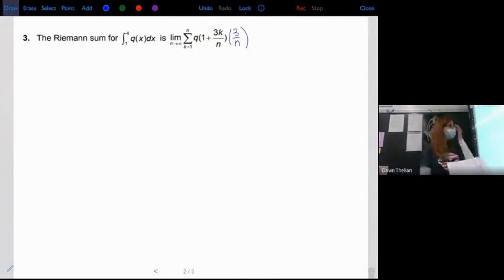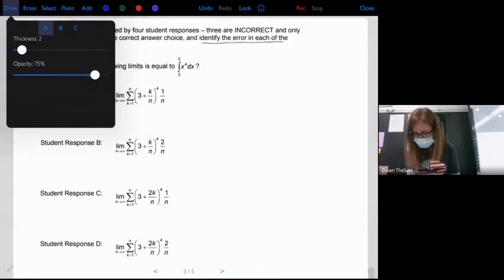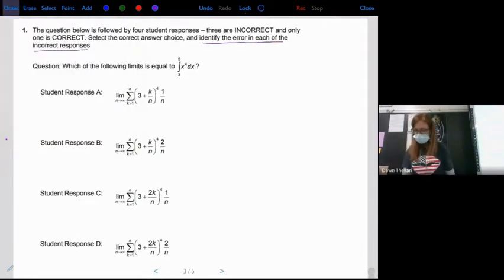All right, the next page gives us an example of how it could show up as a multiple choice question. It says the question below is followed by 4 student responses. 3 are incorrect and only 1 is correct. Select the correct answer choice, but we're also going to identify the error in each of the incorrect responses, which obviously on an AP you wouldn't have to do that second part, but for our notes, it's a good thing to do. So we're looking at the integral from 3 to 5 of x to the 4th with respect to x.